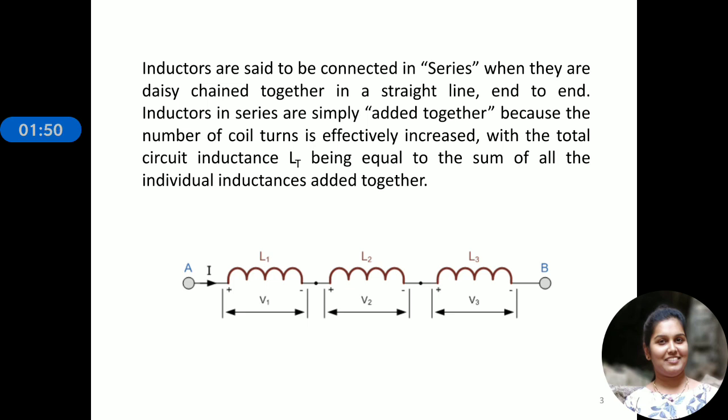As you can see in the diagram, I have taken three inductors between the terminals A and B, and I have marked the starting point of each inductor as positive and the ending point as negative. The negative terminal of L1 is connected to the positive terminal of L2, and the negative terminal of L2 is connected to the positive terminal of L3. This kind of connection we call a series connection.